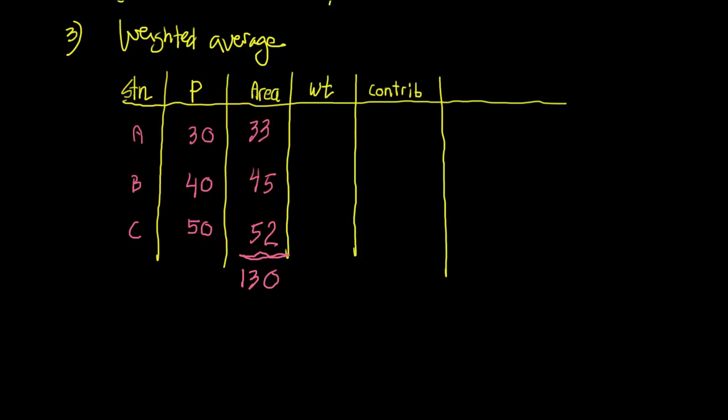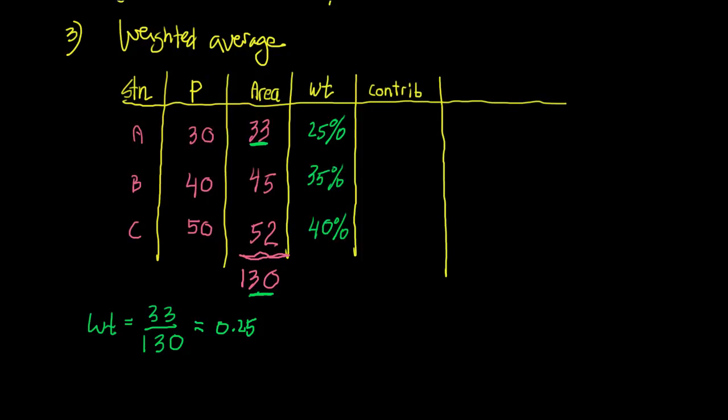Now, what we want to do is calculate the percentage of the area of the watershed for each of these three Thiessen polygons. So to do that, I'll divide the area by the total area to get a fraction, and I can express that as a percent. So for example, the first one, the weight, as we call it, will equal 33 divided by 130, and that's equal to 0.25 or 25%. So I'll put 25% here and calculate the others exactly the same.